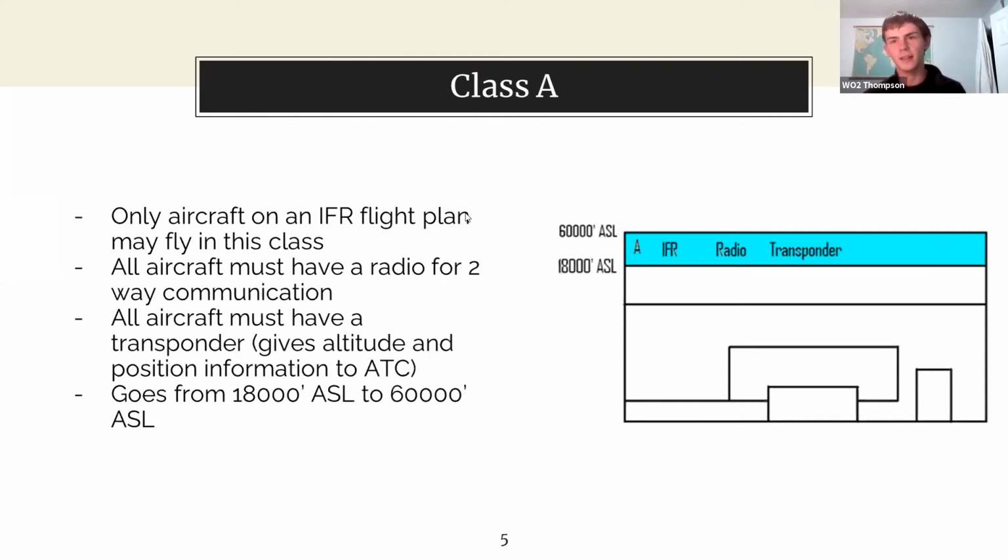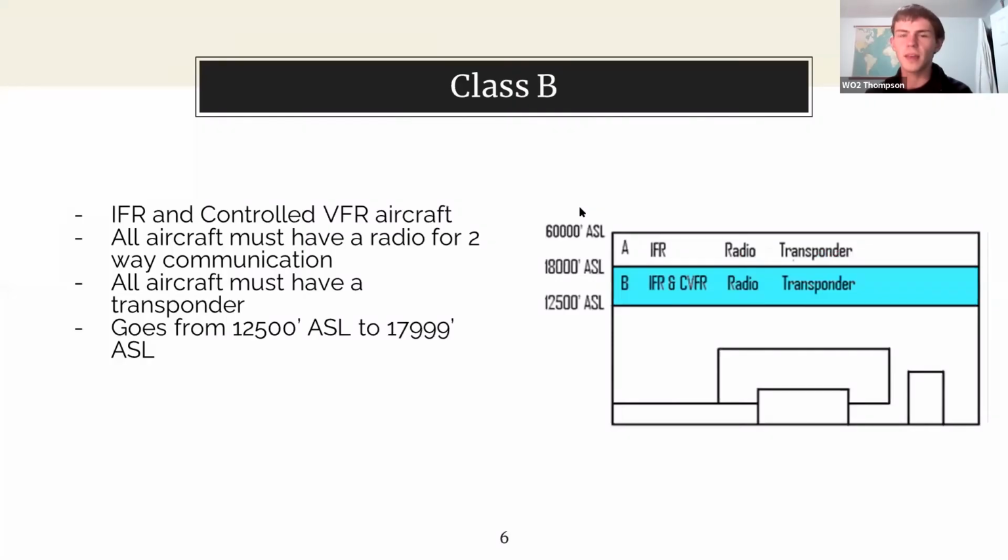So Class A is above 18,000 feet, and you need a transponder and a radio, and you'd probably have to fly IFR because you'd likely be above clouds. Class B is between the IFR area and I think Class E airspace, so it's below Class A. You need a radio and a transponder, and you can fly IFR or controlled VFR. That's VFR where you're being somewhat controlled by the air traffic control area.